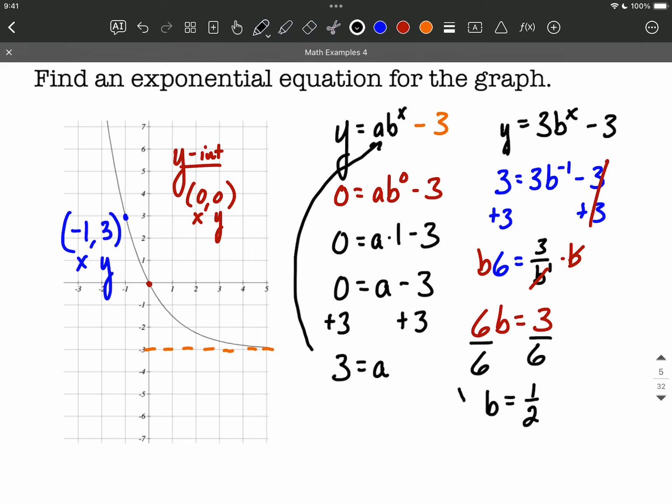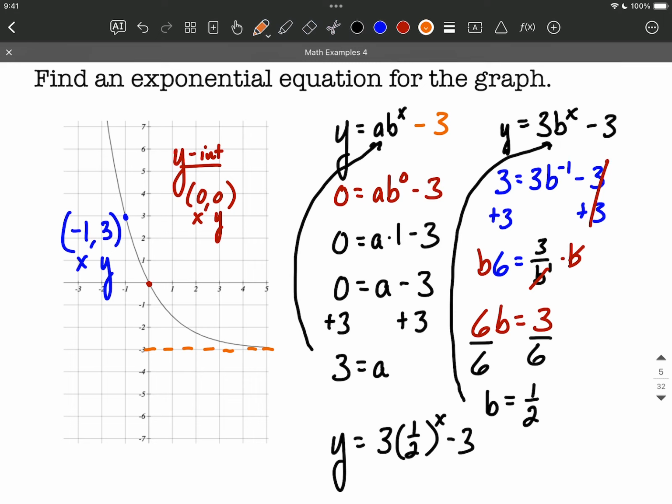Once again, we're going to take this back up here and replace it where the b is, and our final solution is going to be y equals 3 times, instead of b raised to the x power, 1/2 raised to the x power, and then that -3 afterwards. So our final answer is the equation that produces the graph that was given to us from the very beginning.